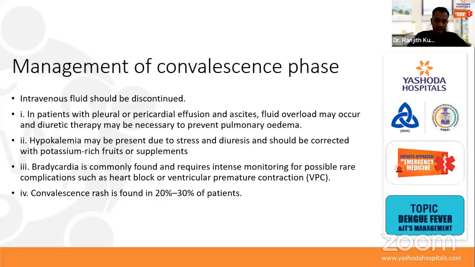In the convalescent phase, the IV fluid should be discontinued as the patient is getting better, in order to avoid volume overload. In patients with pleural or pericardial effusion or ascites, fluid overload may occur, and hence diuretic therapy has to be initiated. Hypokalemia is a common electrolyte abnormality usually noticed during this period, and it can be due to diuresis, and it should be corrected. Bradycardia can be noticed.